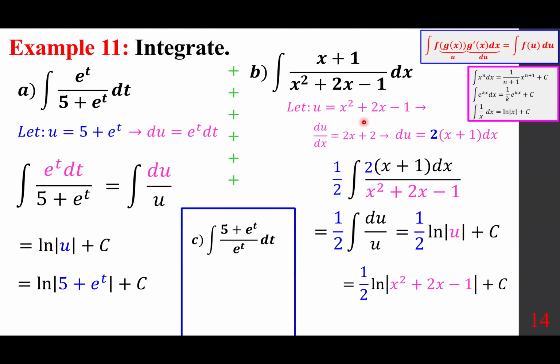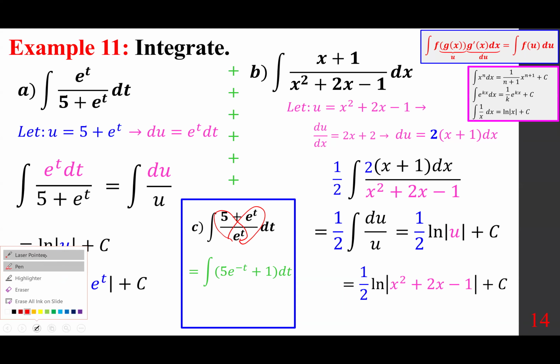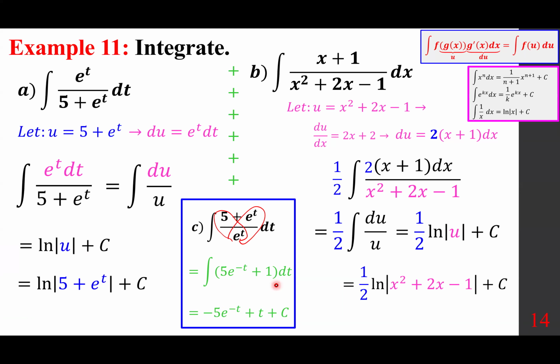Also on the same page, I want to look at the reciprocal of part A. If we had the reciprocal of part B, you have to do long division. For this one, this part becomes 5 e to the power of negative t, and this part is 1. So you make up two simple fractions, this one and this one. And the integral of this one is minus 5 e to the power minus t. This one is t and a constant, and we are done.